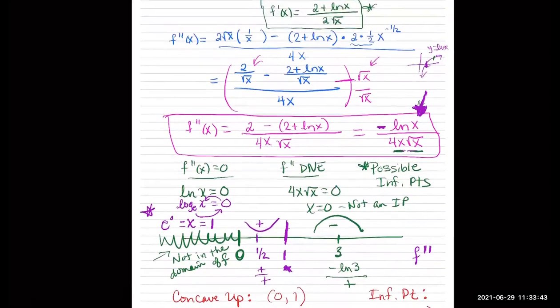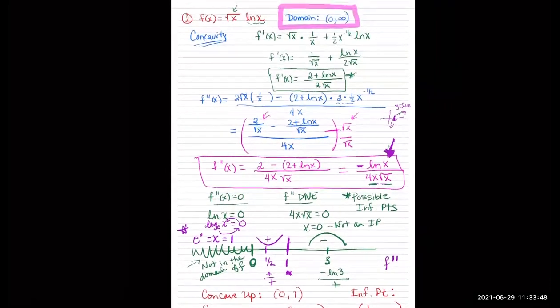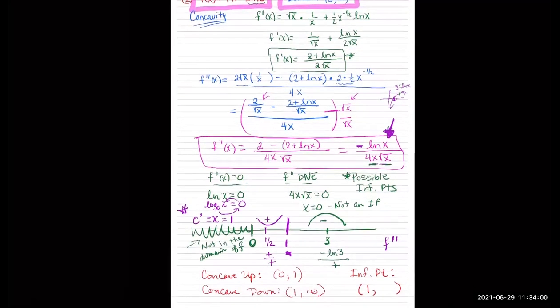And anytime we want a y coordinate, we go back to the original function. So I'm going back to the top, to my original function up here, f of x equals the square root of x times the natural log of x. If I plug in 1, I would have 1 times 0. The natural log of 1 is 0. So that would be my inflection point.